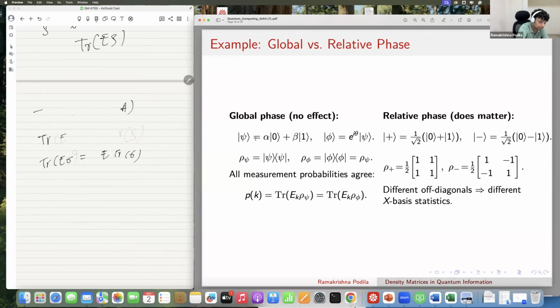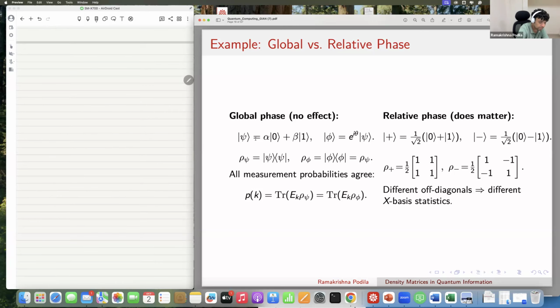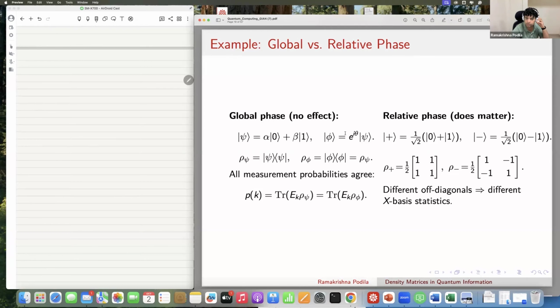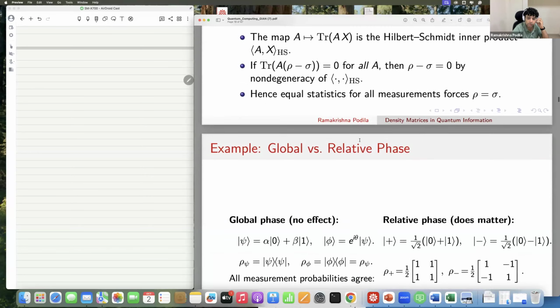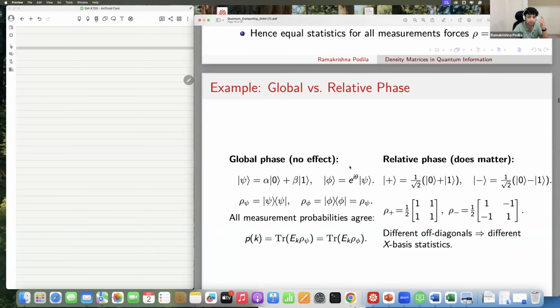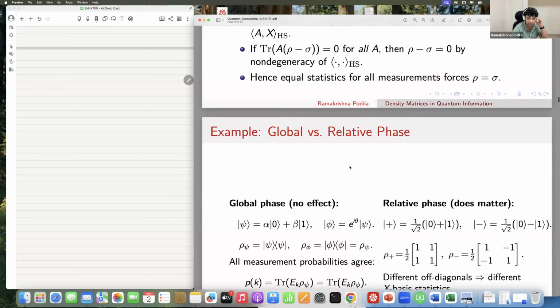Excuse me, Professor, I just have one question. Yes. This equality between the trace of sigma or rho, does this imply that the off-diagonal is also equal in the equality above? Yeah, it is. It's the same thing.